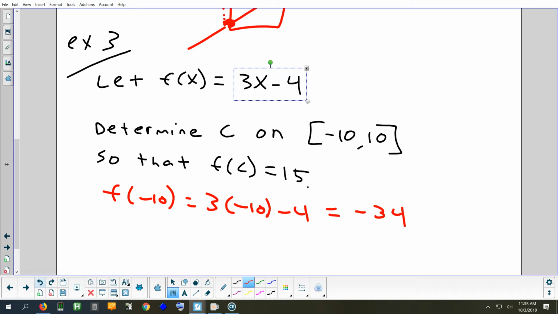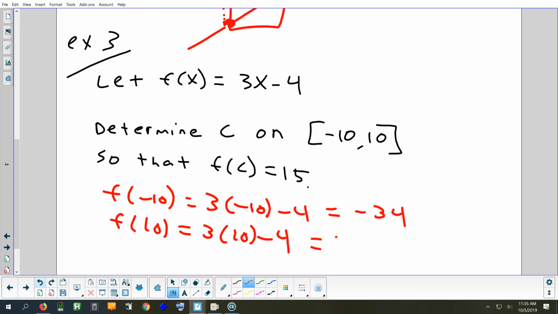We're going up to, well, let's see where this ends. Plug in 10 for x. What's 3 times positive 10? 30. 30 minus 4? 26. So I'm starting at negative 34. I'm ending at 26. Am I going to hit 15? Yes. Why? Because 15 falls between those two numbers. 15 is in between negative 34 and 26. So you're going to hit 15 somewhere.